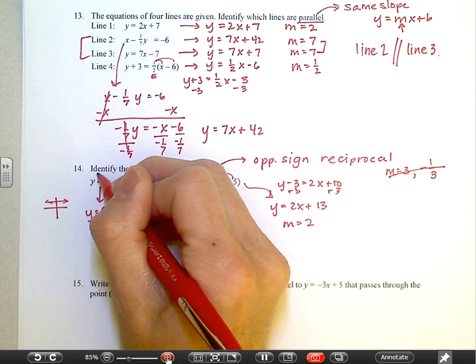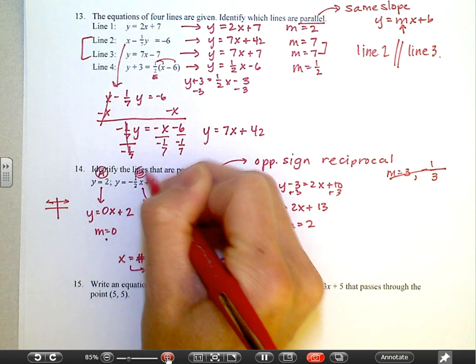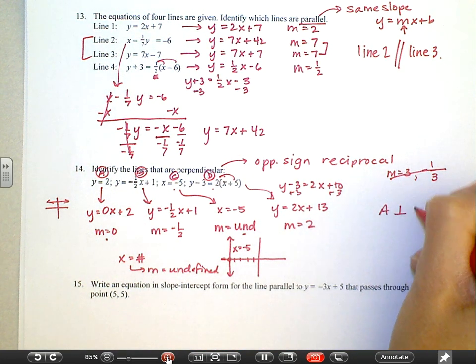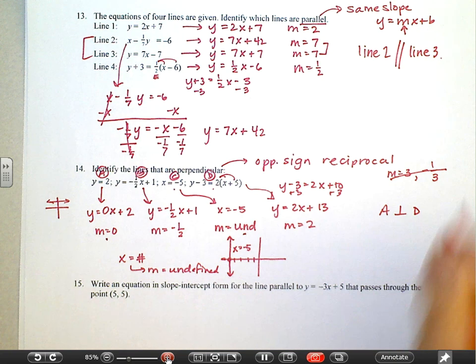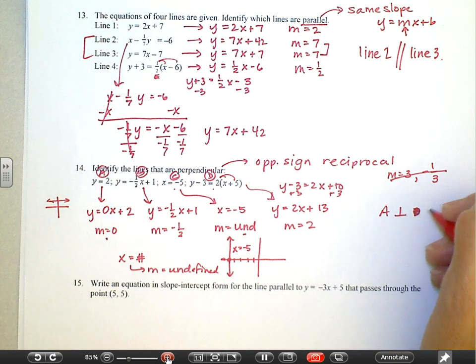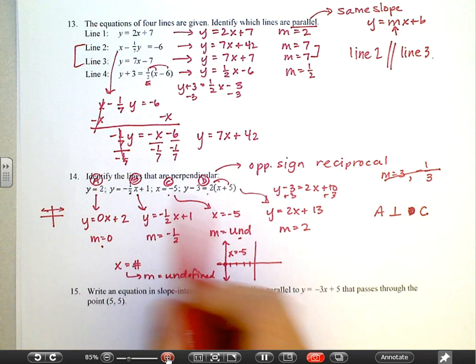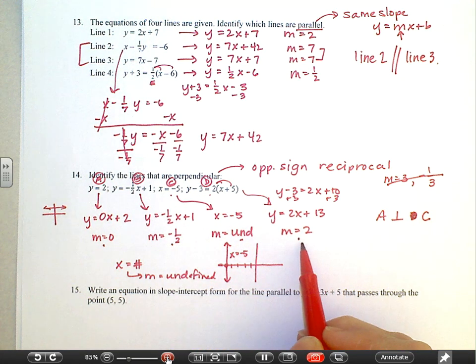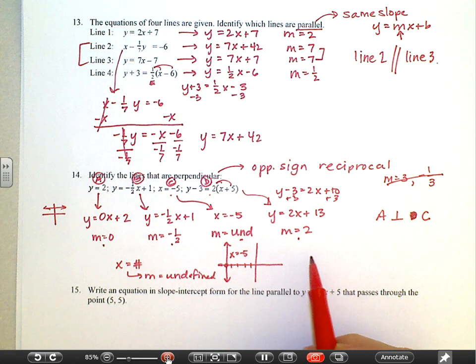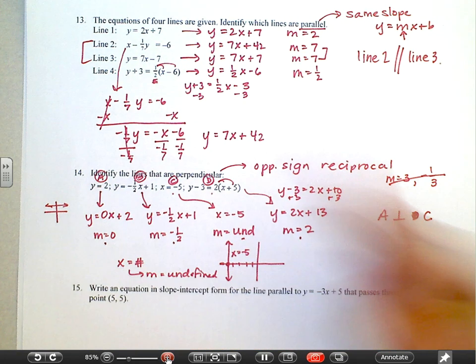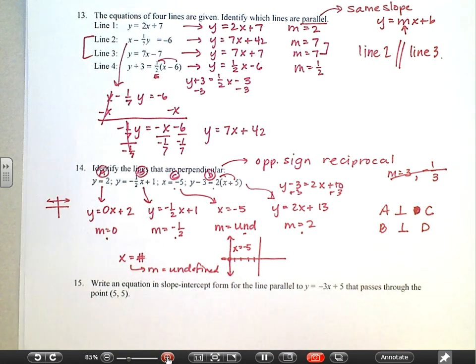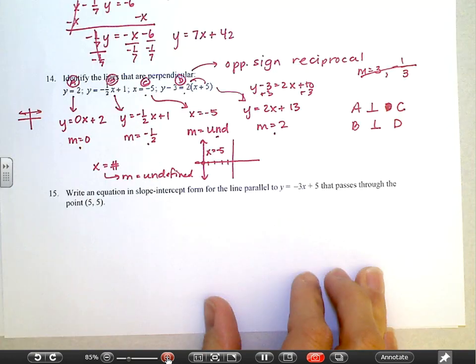So I'm going to label these A, B, C, D, just so it's easier. So A is perpendicular to D. Oh my gosh, no, it's not. I'm sorry. A is perpendicular to C. My bad. And I have a slope here of -1/2 and a slope here of 2. And so those are opposite sign reciprocals. So that was line B, which is perpendicular to line D. So 2 sets of perpendicular lines there.